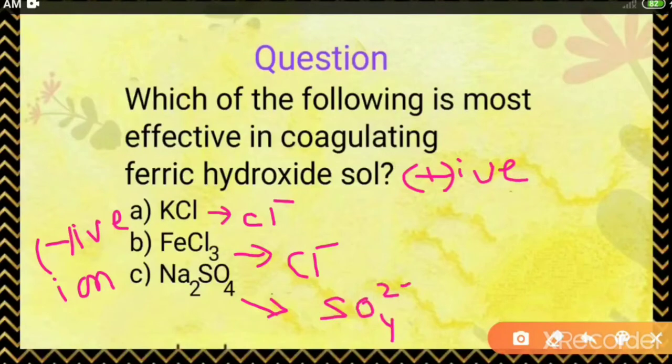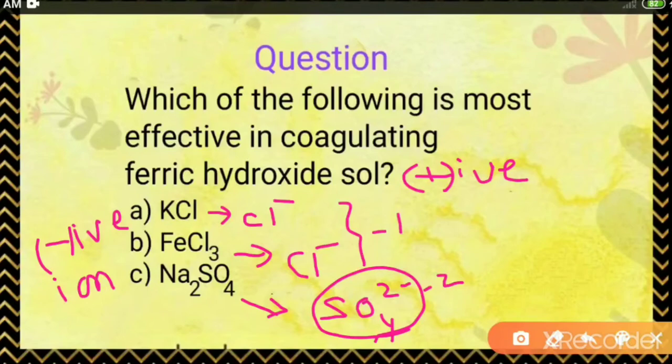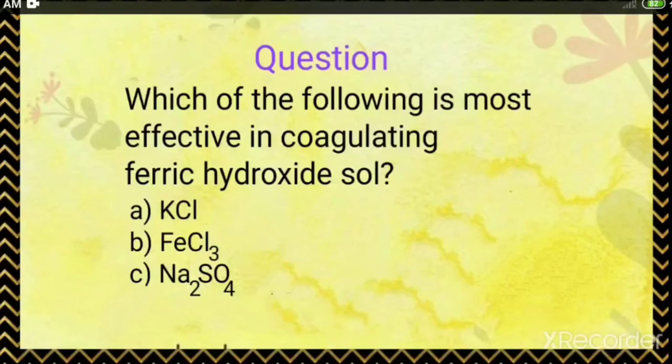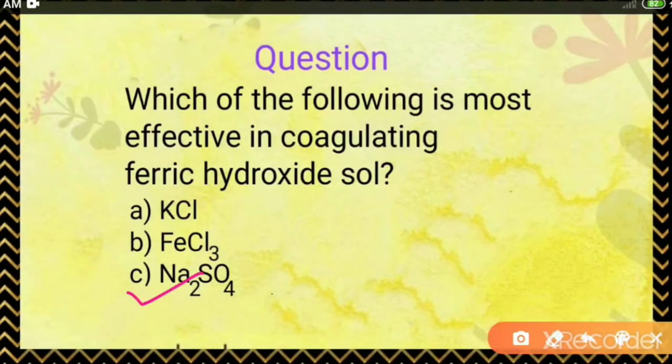Now from these ions, which has the greatest valency? That is the sulfate ion, because it has a 2 minus charge and these have a minus 1 charge. So the sulfate ion has greater valency, therefore it will be an effective active ion. So the answer for this question is this one.